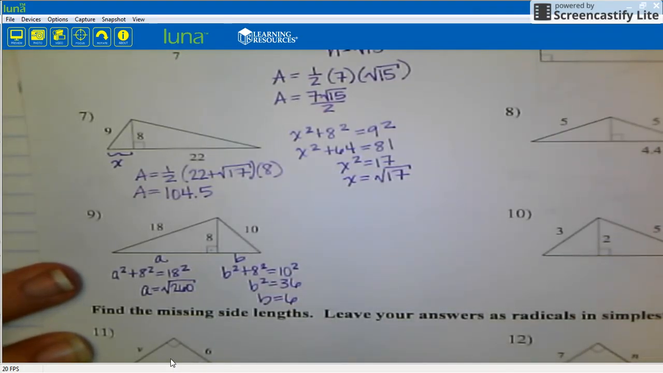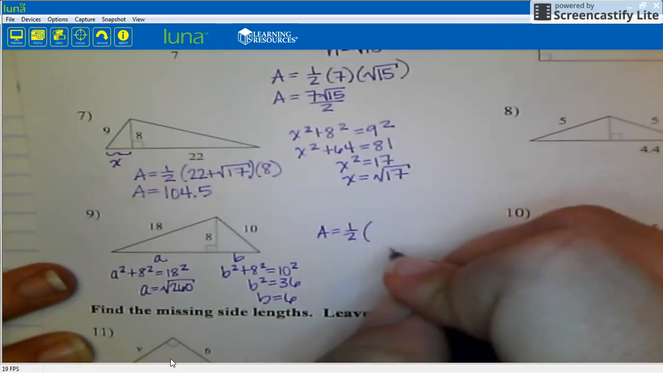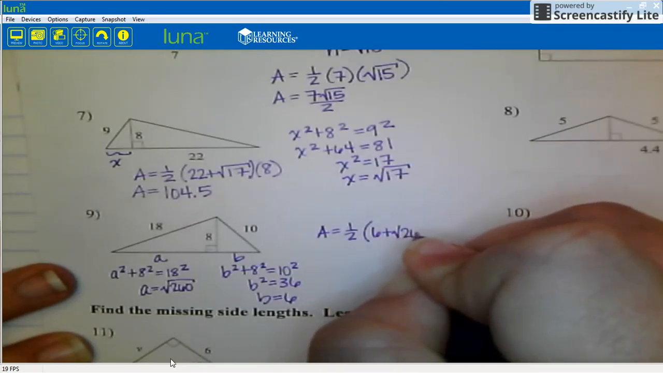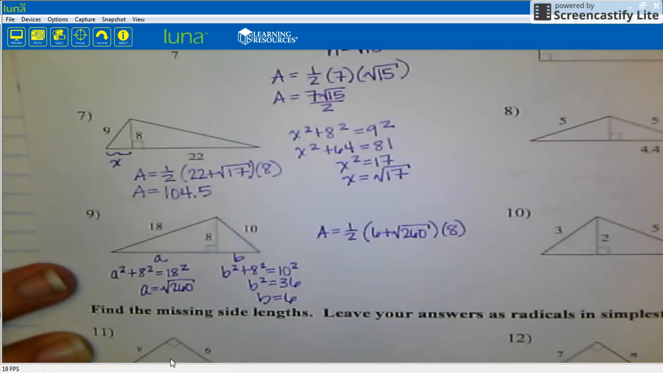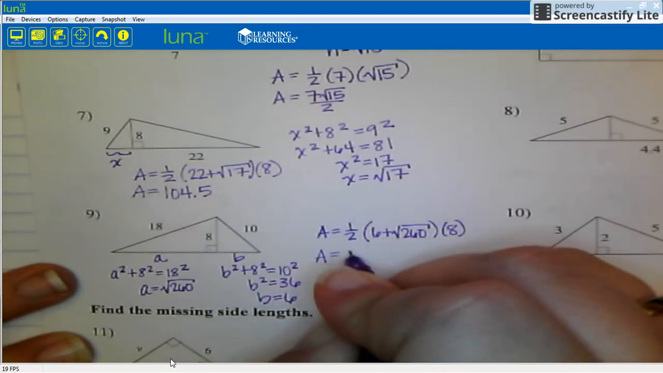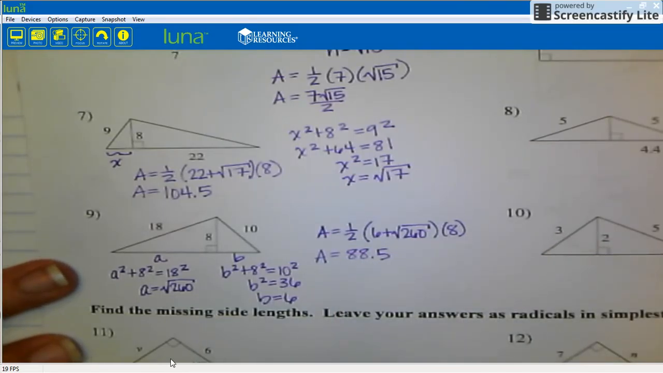And then to find my area, I'm going to have half of my base, which is 6 plus the square root of 260, times my height, again, which is 8. So 6 plus the square root of 260 is going to be 22.1, and then I multiply that by 4 because that's half of 8. And this is going to give me an area of 88.5 when we round it off to the nearest tenth.